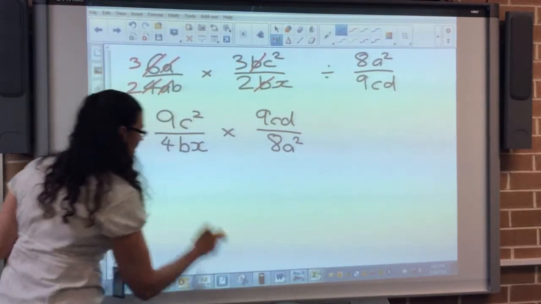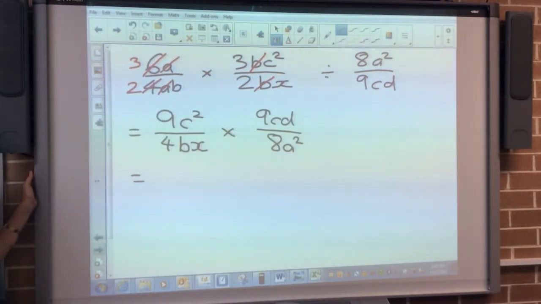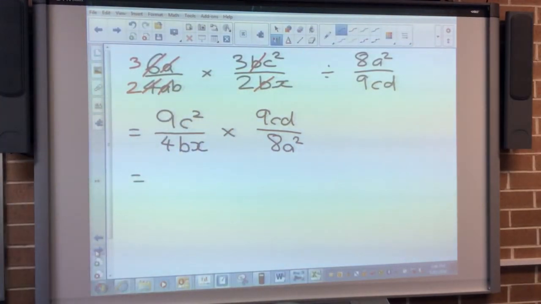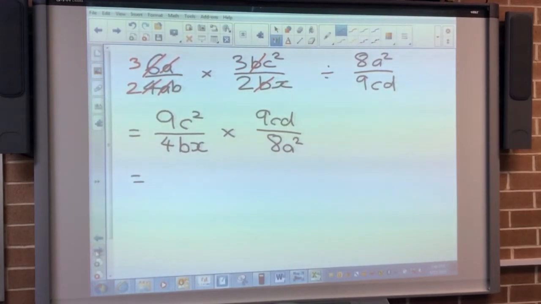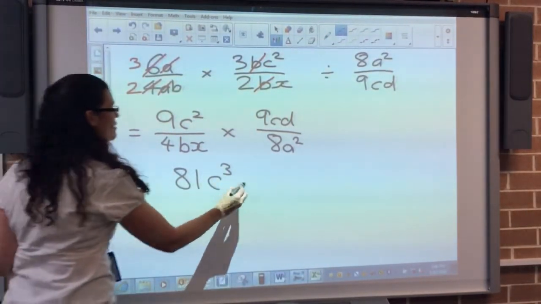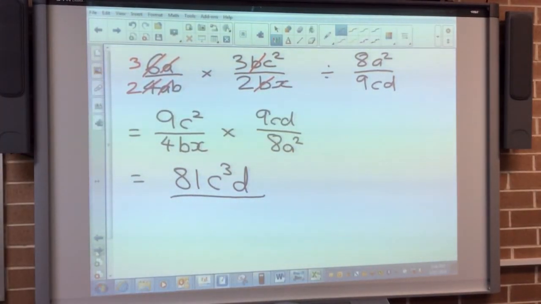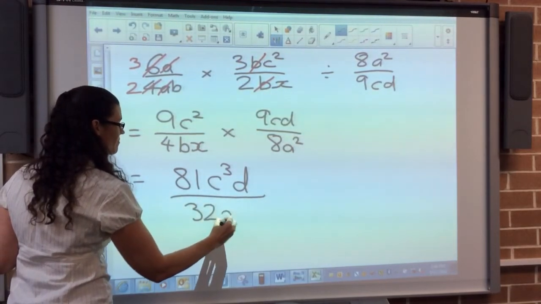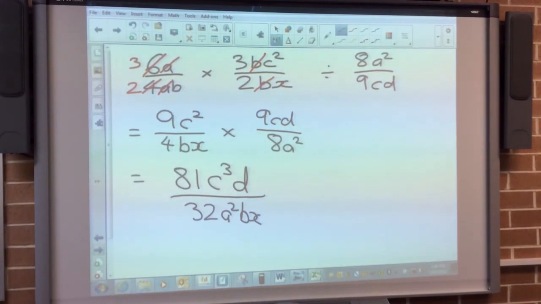So I'm going to multiply the numerators. What do I get on the top? Who's going to share their answer? Come on, be brave. Tell me what you think the numerator should be. Just look at the numerators. What do you think you're going to get? 81. And what about the letters? It's going to be 3 c's, which I write as c cubed, and then a d. Excellent. What about the denominator? 32, and a squared. Beautiful. Well done. That was a pretty hard question. All right, we're done.